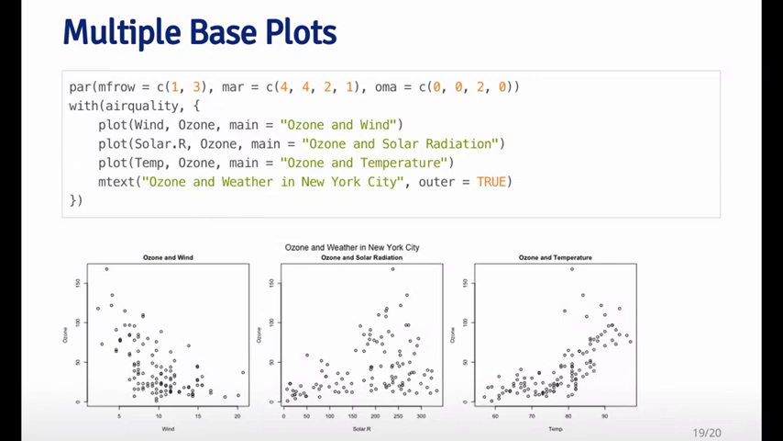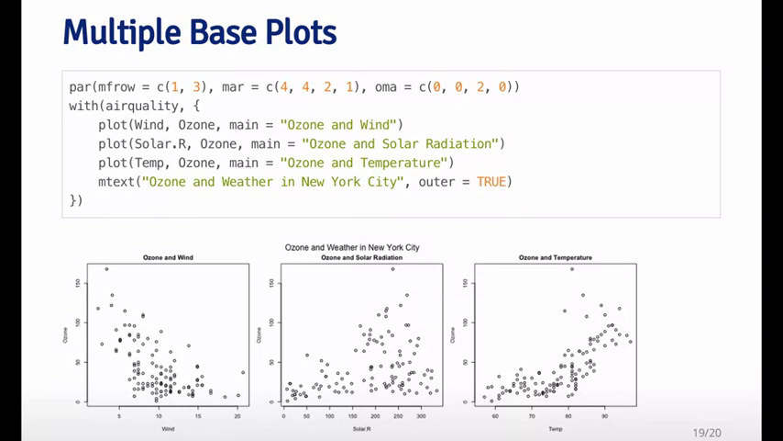Now, you can see that when I use multiple plots, I have a title on each plot, so it tells me what the two variables are. The first one's ozone and wind, the second one's ozone and solar radiation, and the third one here is ozone and temperature. But then sometimes you want to have a label that's covering the entire panel of plots. And so that's what the outer margin is for.